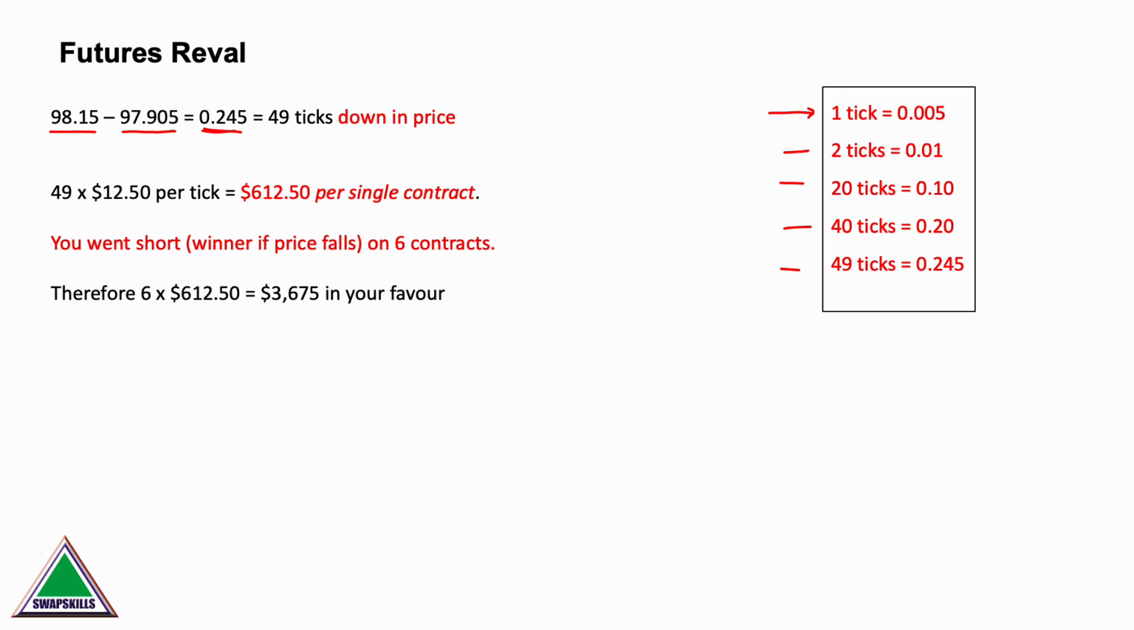Now we said that for every tick you make $12.50, you've got a profit here of 49 ticks, so on a single contract you would make a profit of $612.50. Well, good news for you, you haven't done it on a single contract, you've done it on 6 contracts, so your profit will be 6 times $612.50 or $3,675. Now you do need to be aware then that 1 tick is 0.005 for the dollar futures, and that tick has got a value of $12.50.